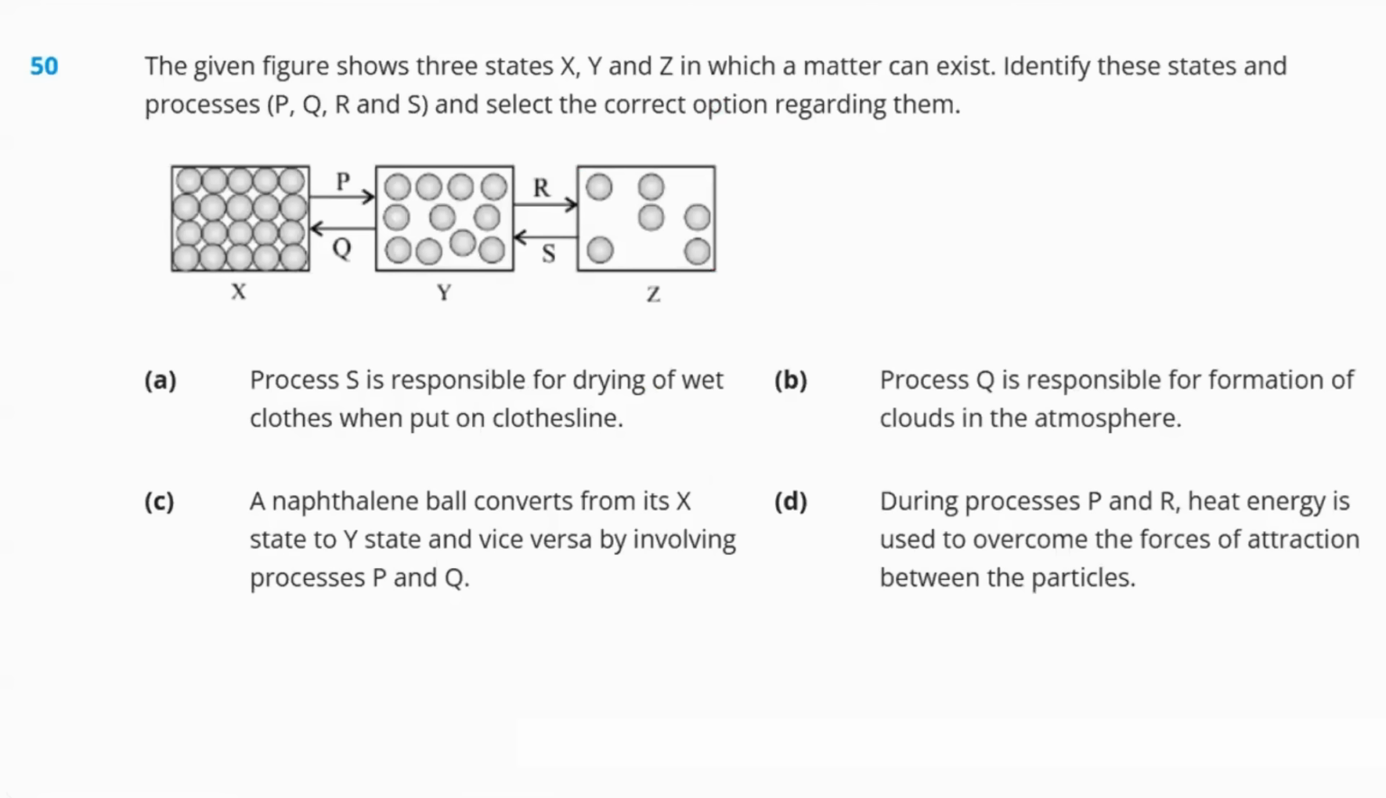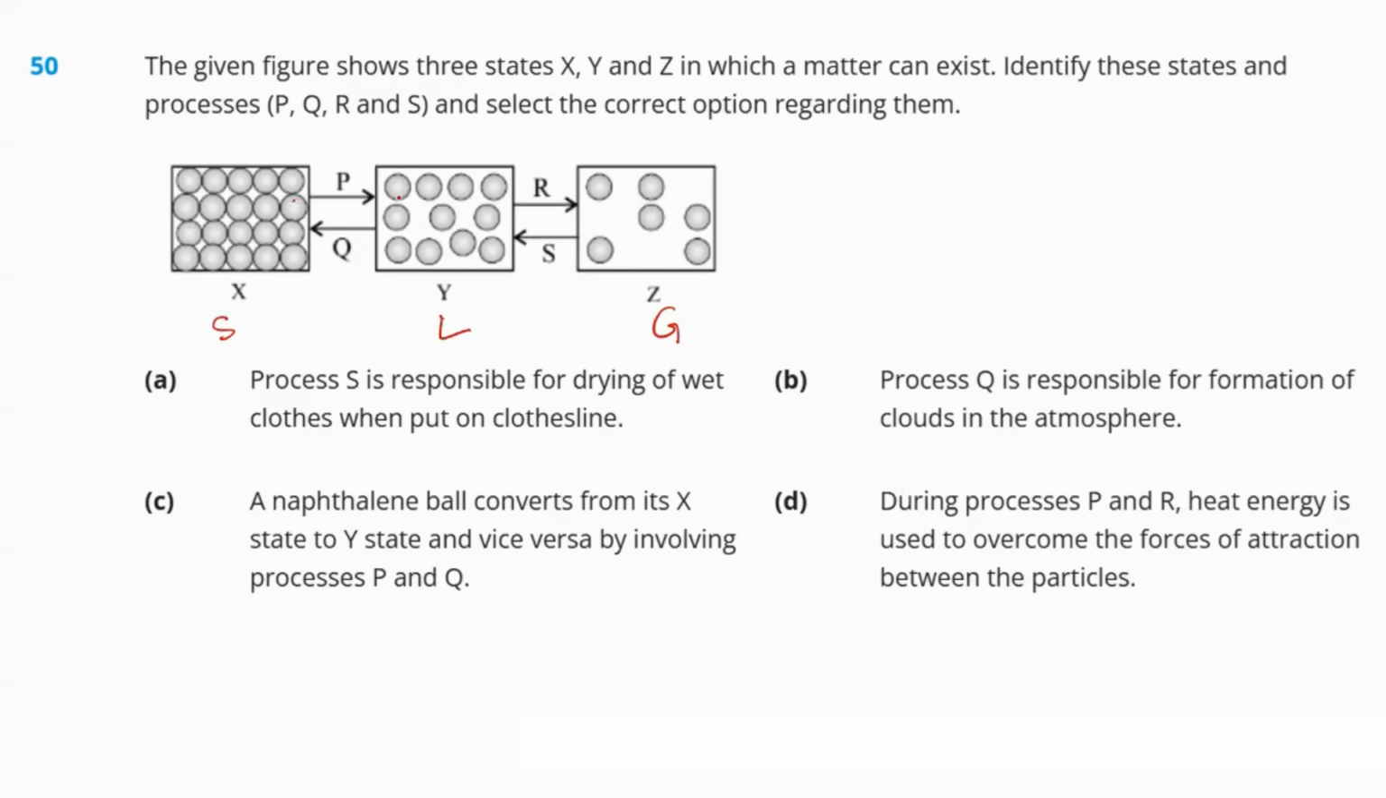Last question, question number 50. The following figure shows three states X, Y, and Z in which a matter can exist. Identify these states and processes P, Q, R, and S and select the correct option regarding it. So everybody, we will write here, this is solid, liquid, and gas.